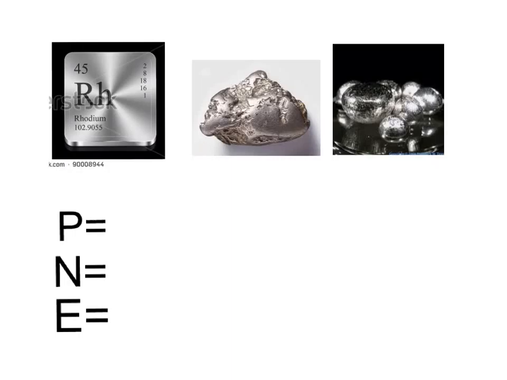I will now be telling you about RH, or rhodium. This is what rhodium looks like. Now we are going to find the proton. The proton is the atomic number, which is located on top, right here. So it is 45.